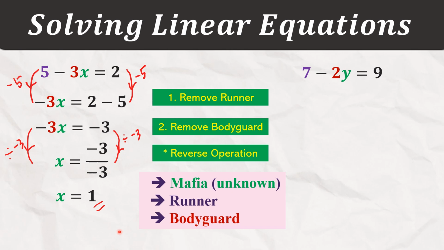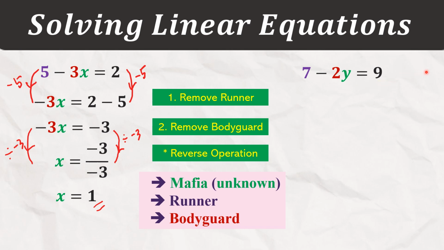Yeah, so let's take a look at the second equation. Over here, what you can see is y is the mafia because y is the unknown. I also have the runner, which is 7, and the bodyguard, which is 2, because the bodyguard sticks to the mafia. So again, I am going to solve this equation.